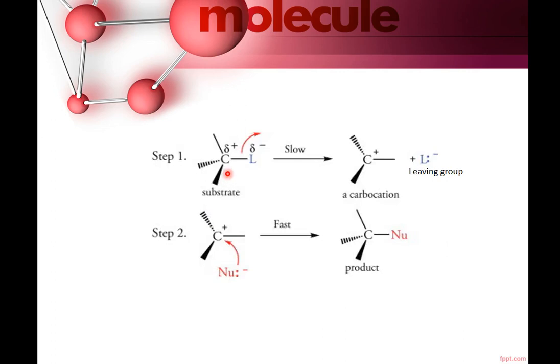You can see here it is a substrate. The bond between carbon and leaving group breaks, leaving group leaves. So a carbocation is formed. Nucleophile attacks on this carbocation. This is the second step. It is the first step and you get the product.